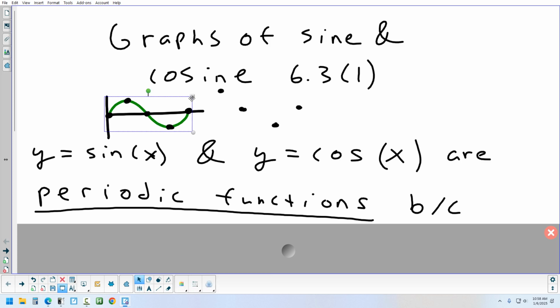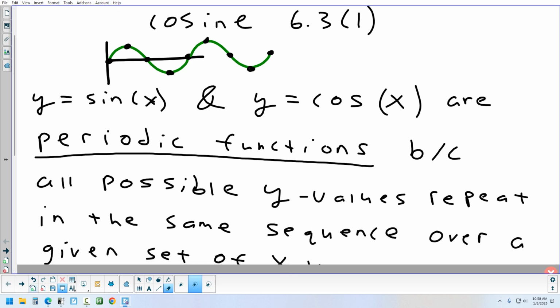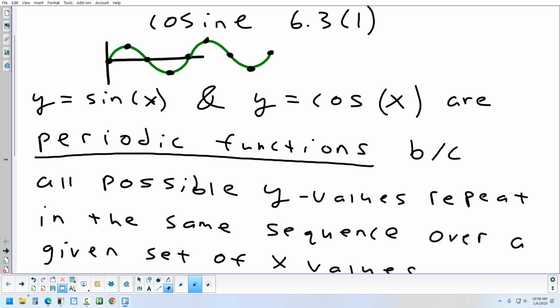And I can show you that just by copying and pasting that. So those y values keep repeating themselves over a given set of x values.